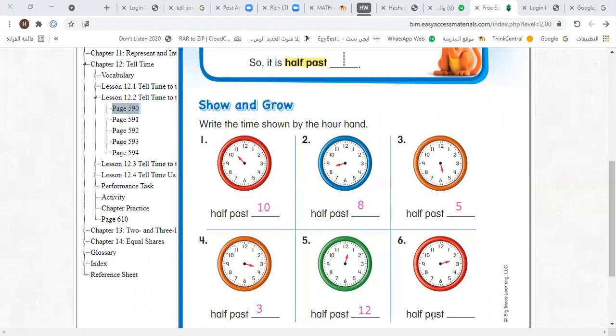Number 6, it's half past what? Number 6, what's the time? 2. Yes, it's half past 2, not 3. It's half past 2. That's right. You are excellent and a super boy, Nidal.